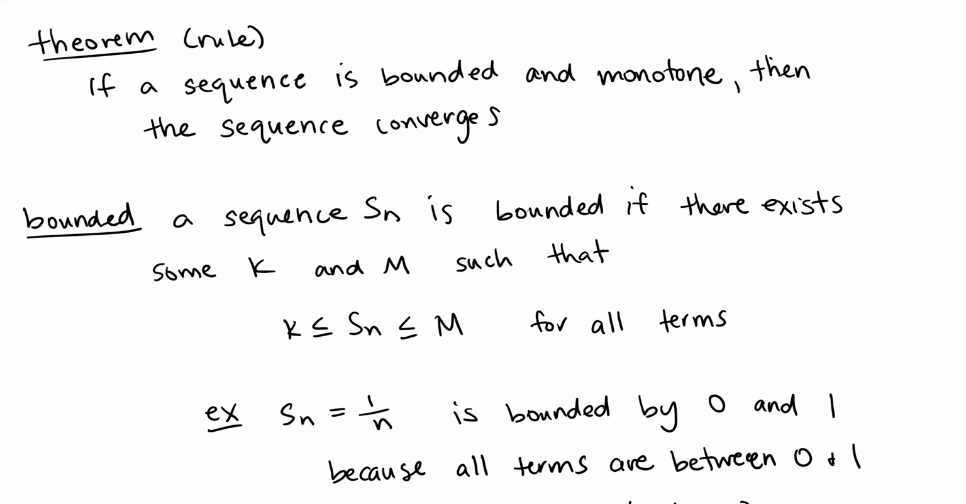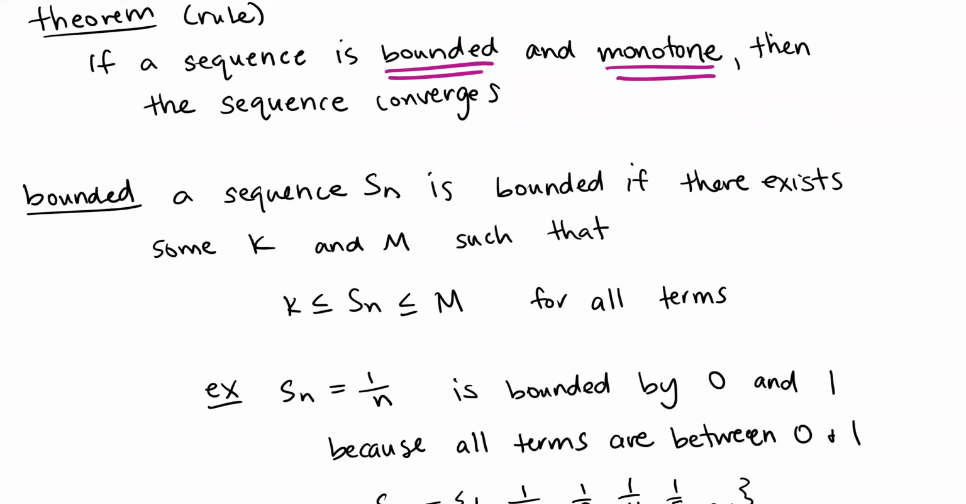If a sequence is bounded and monotone, then that means that the sequence converges. So let's go through what each of these two words mean, because in order to apply this theorem, we have to check, is it bounded and is it monotone? Okay, so first of all, bounded. So here's our more mathy definition. A sequence is bounded if there are two numbers such that all the terms of the sequence are between those two numbers. That's all this is saying here. All the terms of the sequence have to be between two numbers.